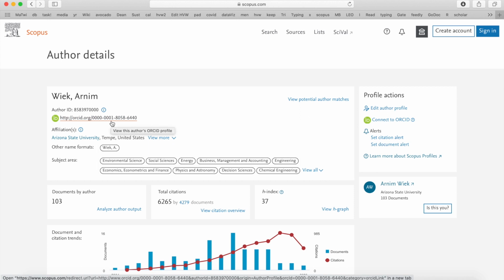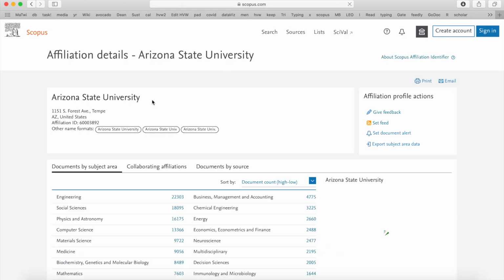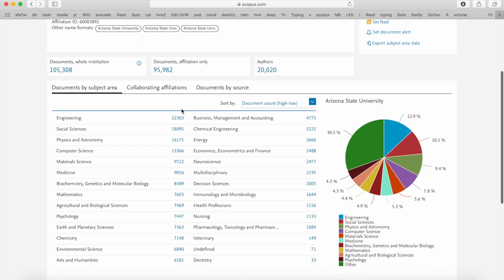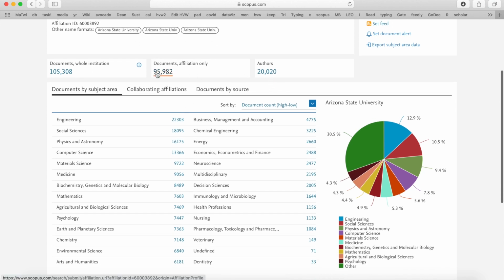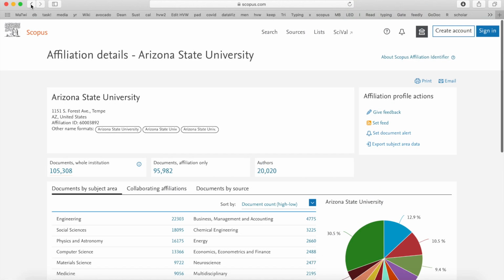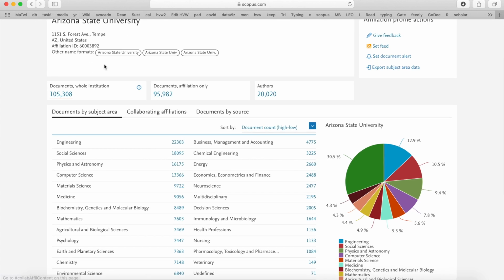But what is super nice about Scopus is that you also can look at an overview about an institution. So I look at Arizona State, and then you see Arizona State, of course, very large, very prestigious university, has a huge publication output, right? 20,000 authors, 95,000 documents. Whole institution, even more, so that's quite a lot. And I can look at an overview of the different departments here, even.